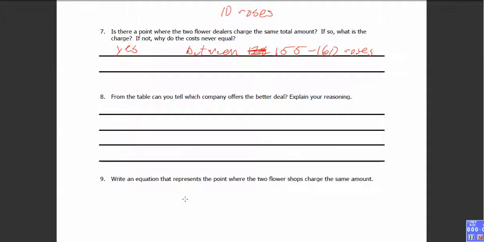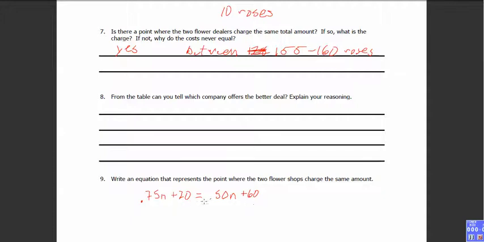All right, write an equation that represents the point where the two flower shops charge the same amount. Okay, so I need the cost for Roses Are Red. The cost for Roses Are Red was 0.75n plus 20. And I want that to be equal to the charge for Flower Power. And the charge for Flower Power was 0.50n plus 60.